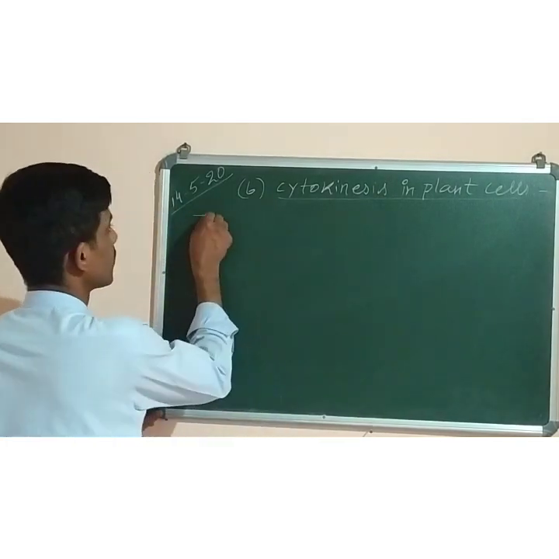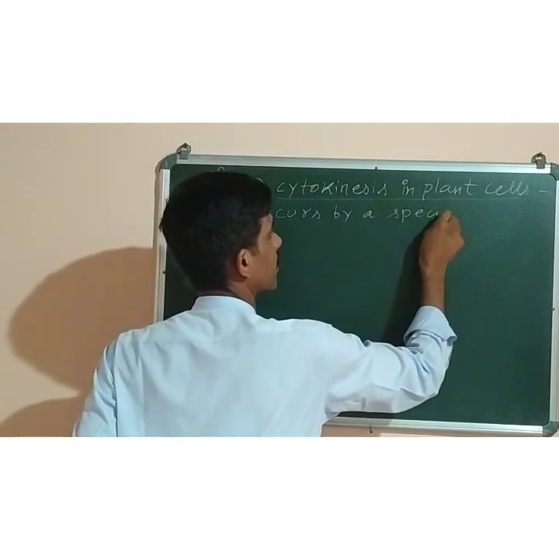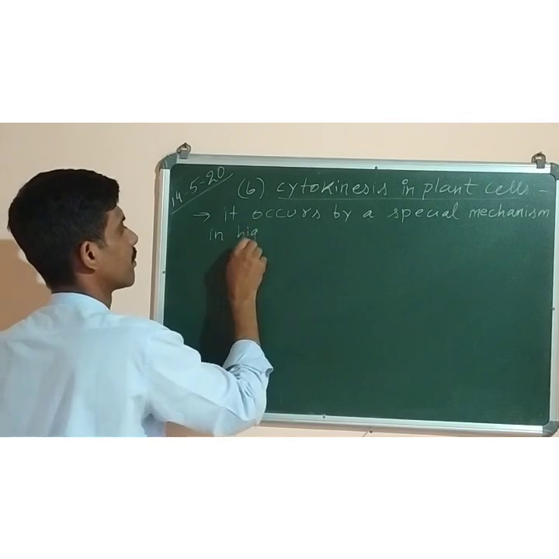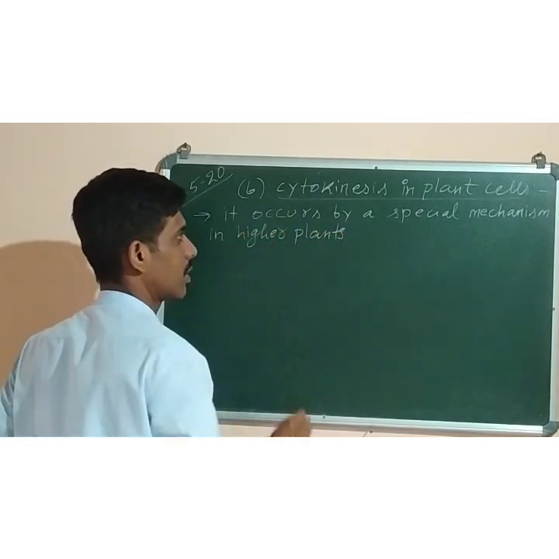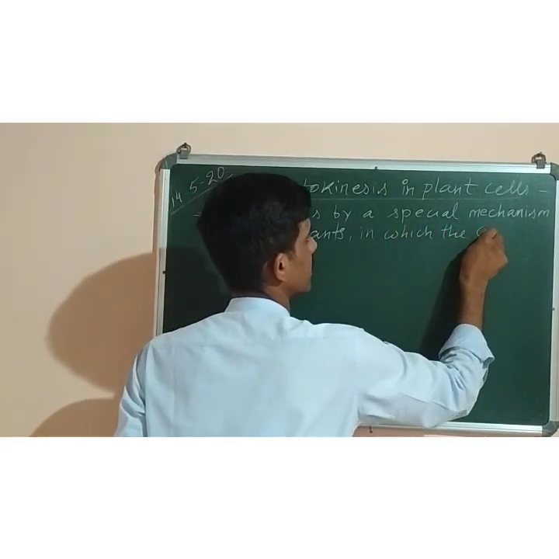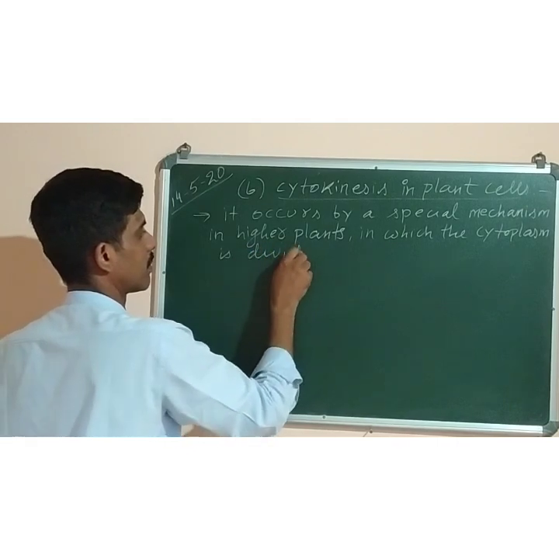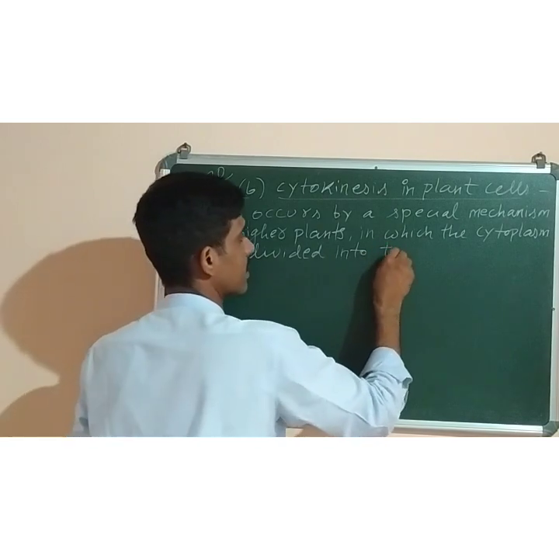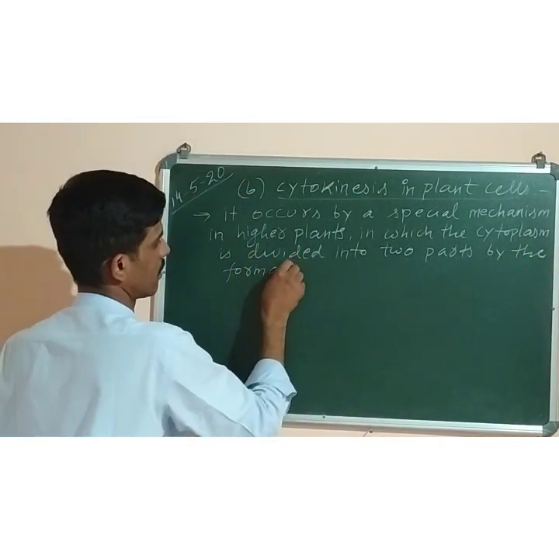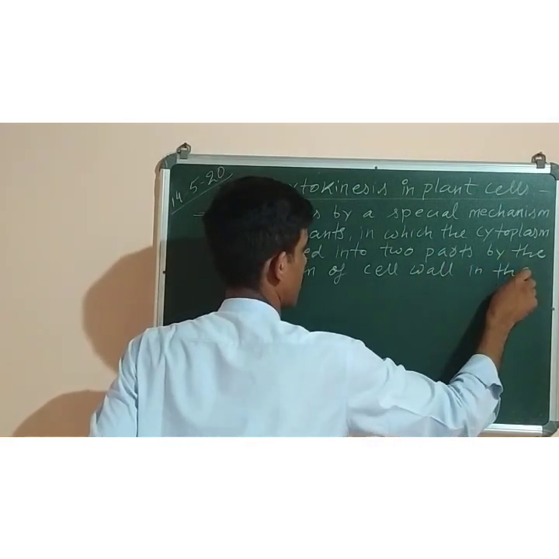It occurs by a special mechanism in higher plants, in which the cytoplasm is divided into two parts by the formation of cell wall in the middle of the cell.